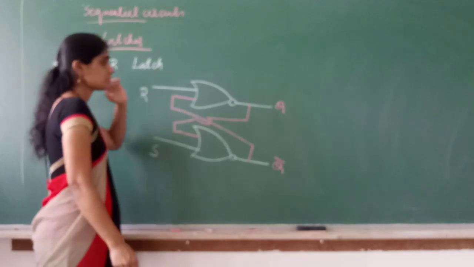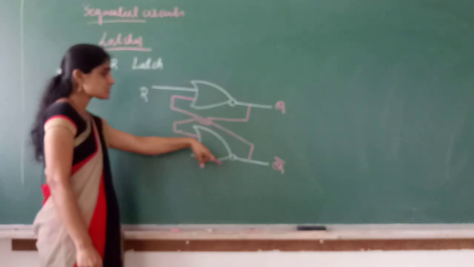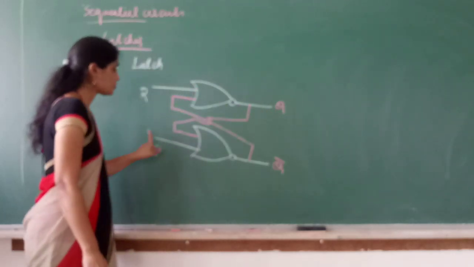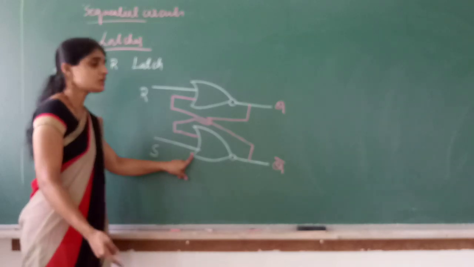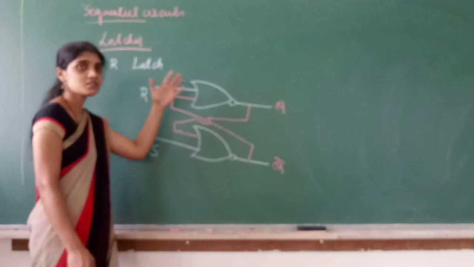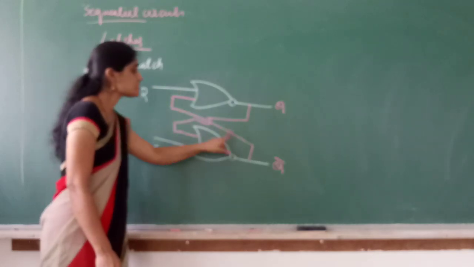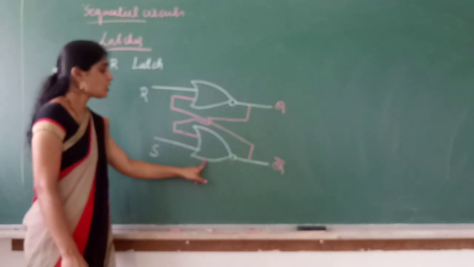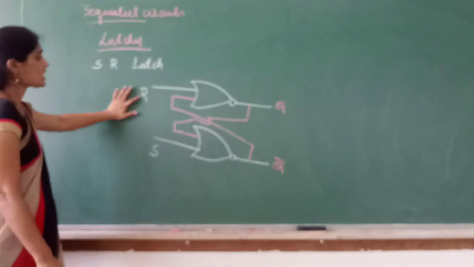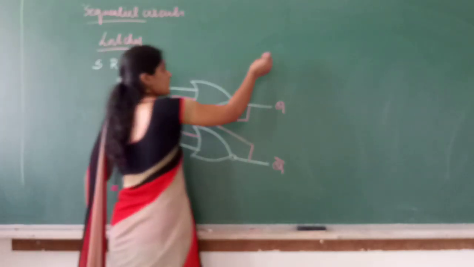Very simple. You just remember the definition of sequential circuits. In sequential circuits, the output does not just depend on the present state of the input, it also depends on the past history, the previous state of the circuit. So the inputs to the first NOR gate are R and Q bar. The inputs to the second NOR gate are S and Q. Okay, you have to write R here and S here.